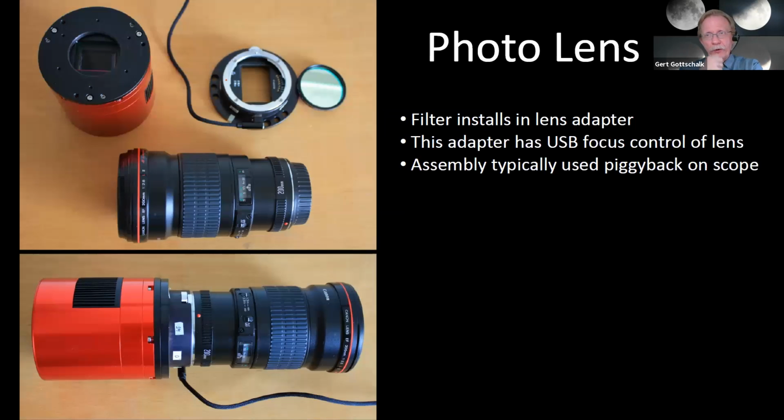You want to have maybe a photo lens. Here's your camera. Here's your bayonet adapter, which this one has a thread on the inside to accept the 2-inch filter, and your photo lens, a regular commercial photo lens. This is how you plug it all together. Usually you have that piggyback on your telescope, and you use your telescope, for example, for guiding.